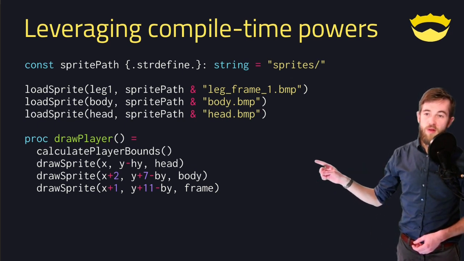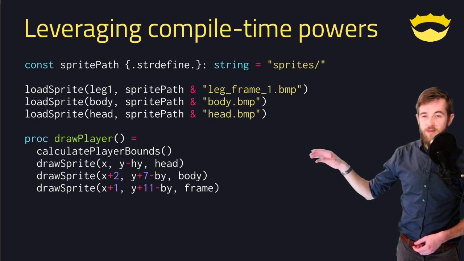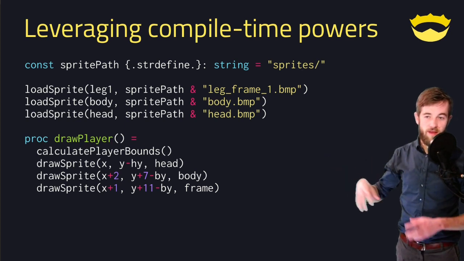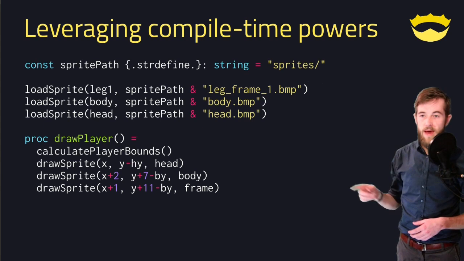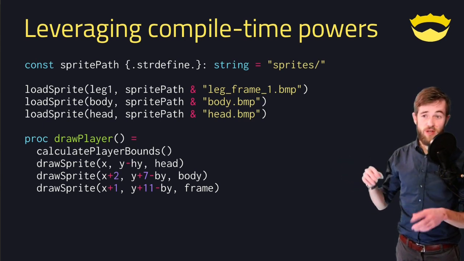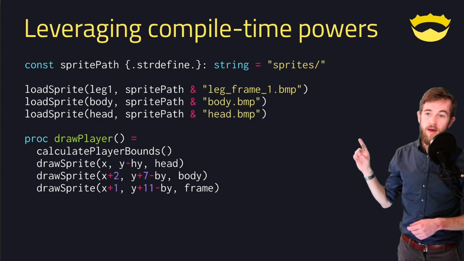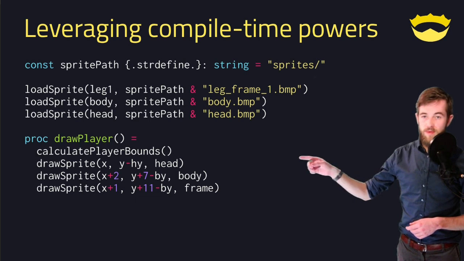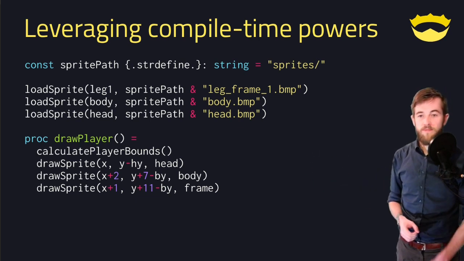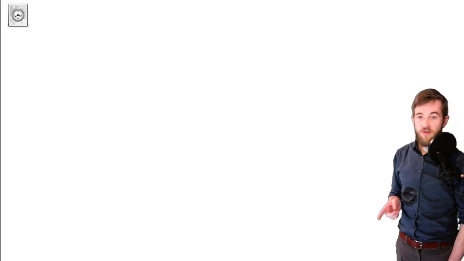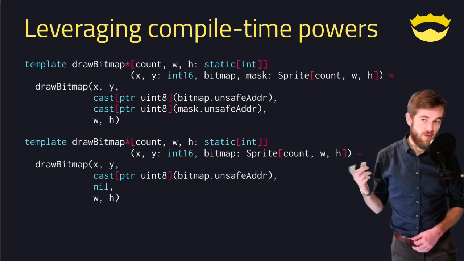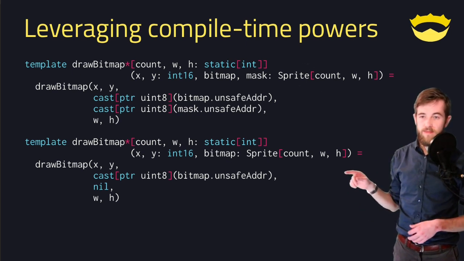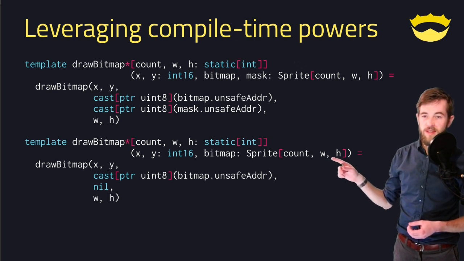Also note that when I'm calling this draw sprite, the calculate player bounds is just a small template that expands X, Y, and calculates that based on where in the game I am. So that's just to get the position of the head and the body and stuff. But here you can see I draw these sprites. I just give them the sprite and the X and the Y position. And if we look at what this does under the hood, these are called draw bitmap. They're similar, just look at them as the same.